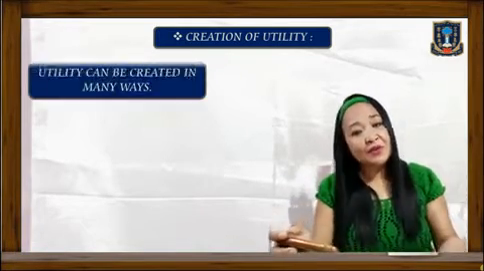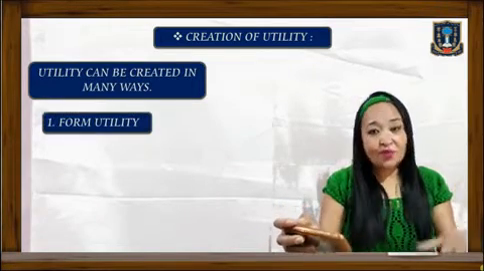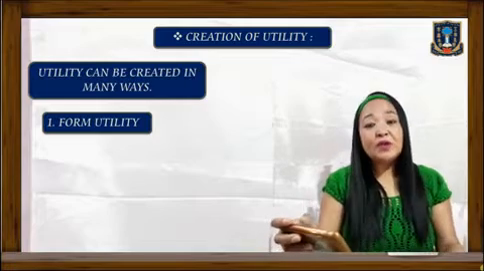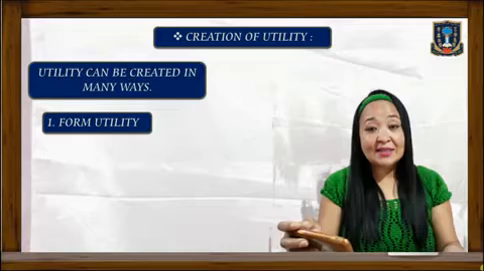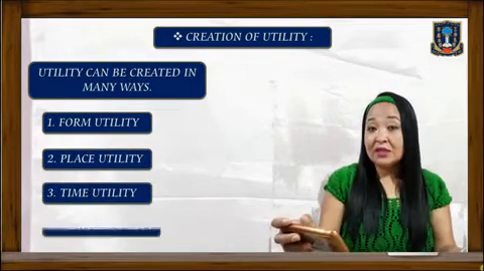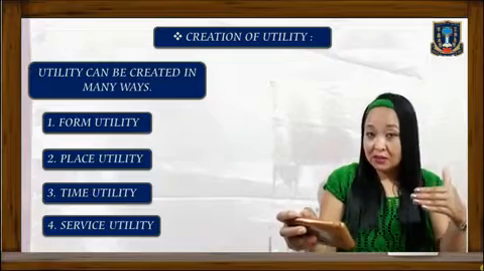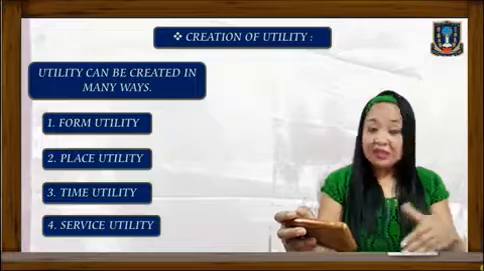Okay, utility can be created in many ways. First, for example, by changing its form. That is called form utility. Utility also can be created by changing its place. That's called place utility. Then we have time utility. Then service utility. So briefly, we're going to discuss these four ways of creating utility in detail.